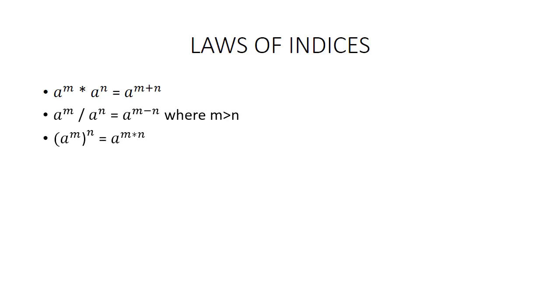A power m the whole power n is equal to a power m into n. A power m divided by a power m is equal to 1. A power 0 is equal to 1. Anything to the power 0 is 1. A power 1 is equal to a. 1 divided by a power n is equal to a power minus n.